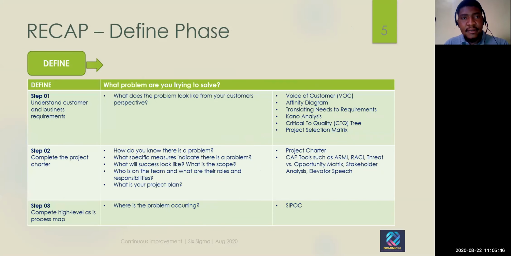So in that last discussion, we looked at define. So understanding what customer and business requirements were. We looked at voice of customer, affinity diagram. We did a case study on Kano analysis, critical to quality. Interestingly, we learned how to develop a project charter. That's one of the things that Chinedu helped us with. He gave us also a sample of how to develop a project charter. We looked at SIPOC, how to create one.